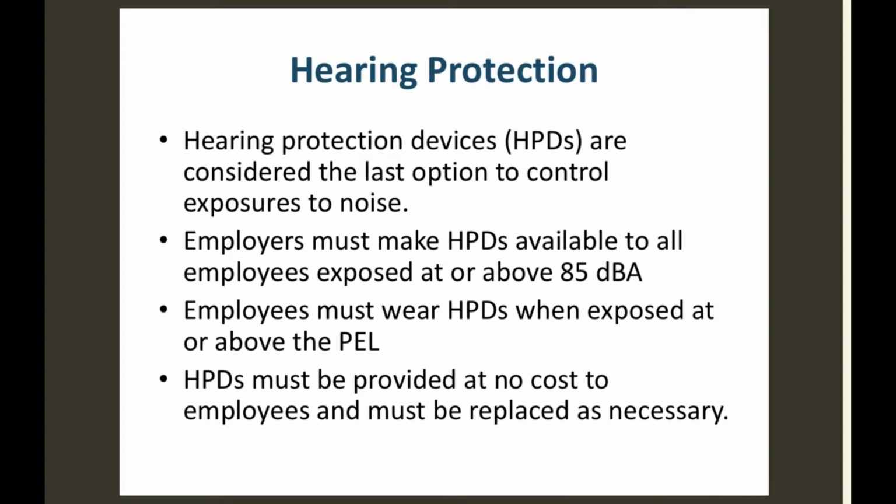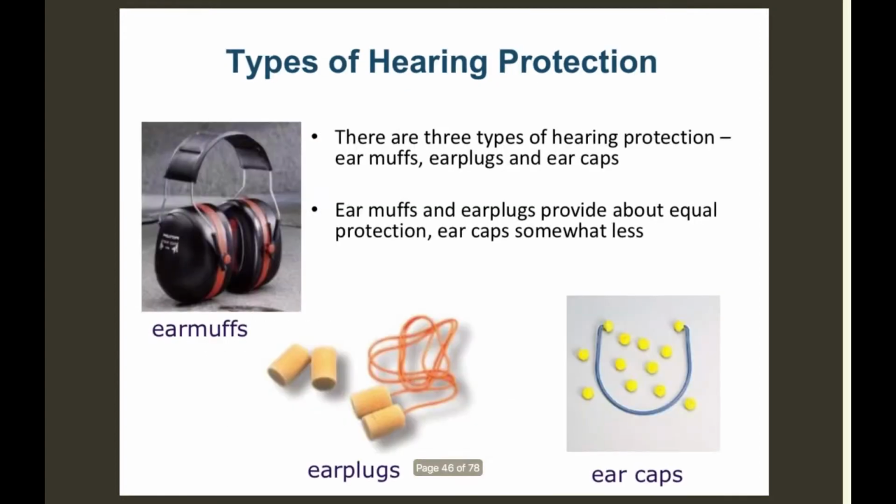Okay, hearing protection devices. Last option. Right? We failed. Haven't managed to control it. So now we have to provide the worker with a hearing protection device. Now, if you have a hearing conservation program because you're above 85 decibels, you need to provide that protection at no cost to the employee, and you got to replace it as it wears out or as necessary.